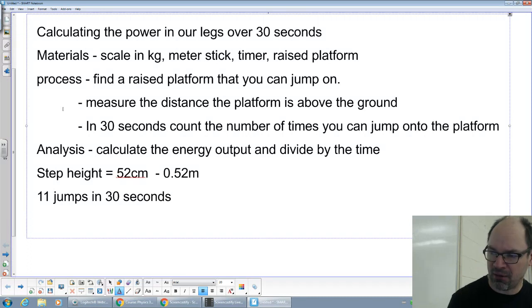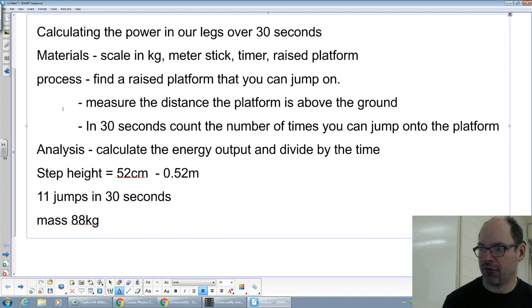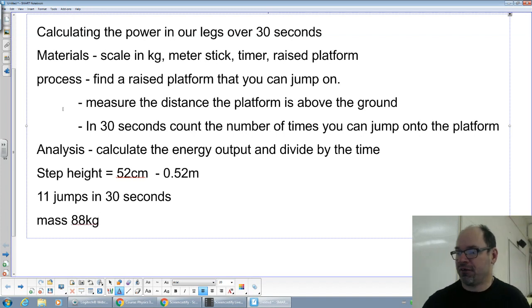And let's say that my mass in kilograms was, what do I weigh here? I weigh about 200 pounds. So let's see, divided by 2.2, say that I was 88 kilograms. Okay, so there's my results that I took from my trial.